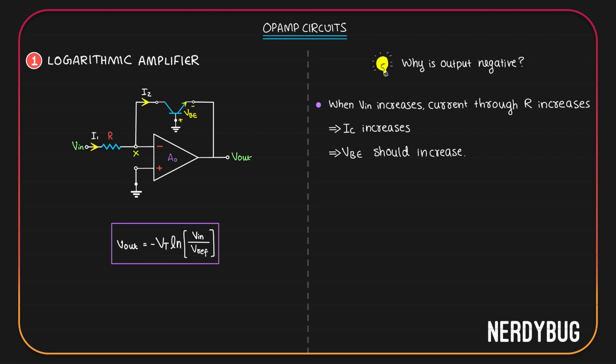Now VBE is VB minus VE. Base is at the ground. So VB is always 0. That means VBE is 0 minus VE or simply negative of VE.